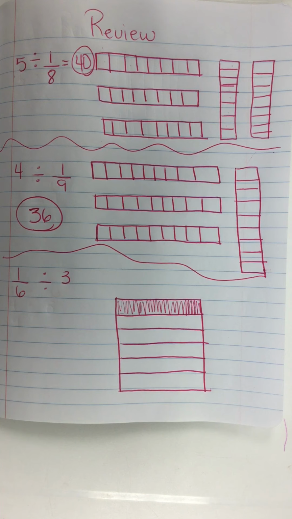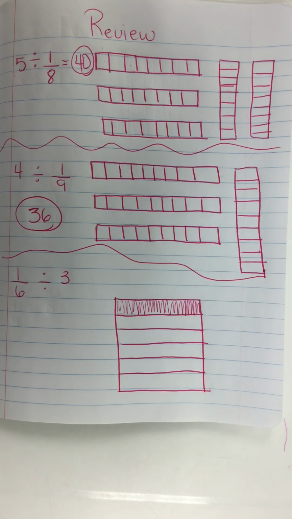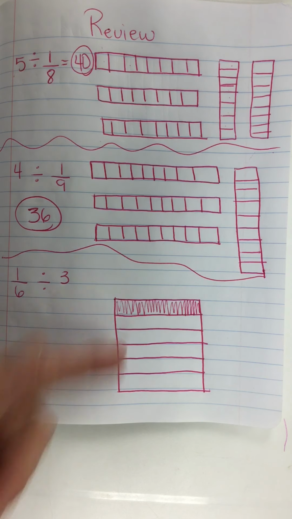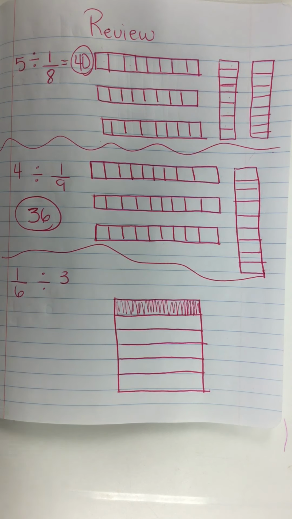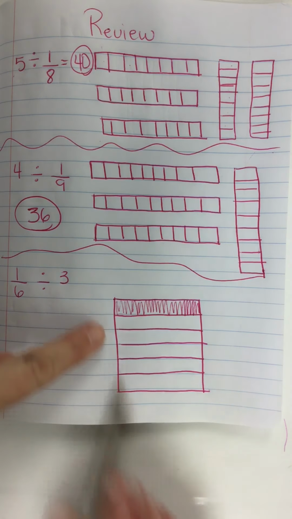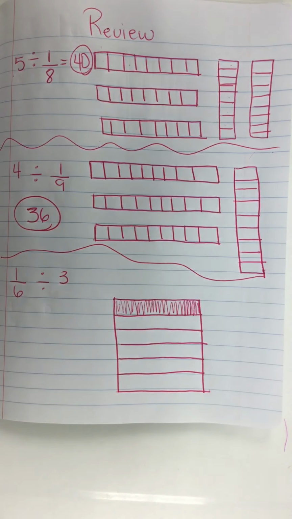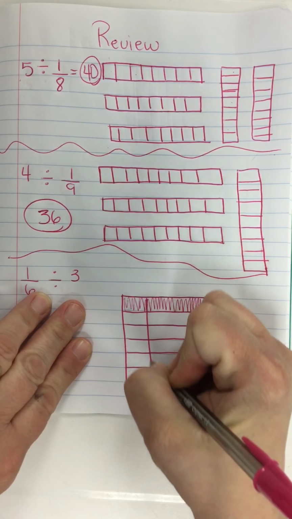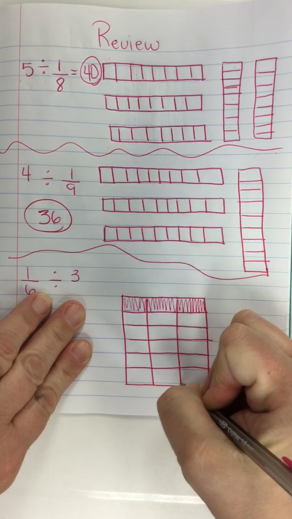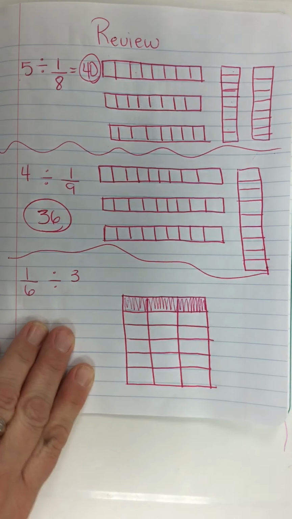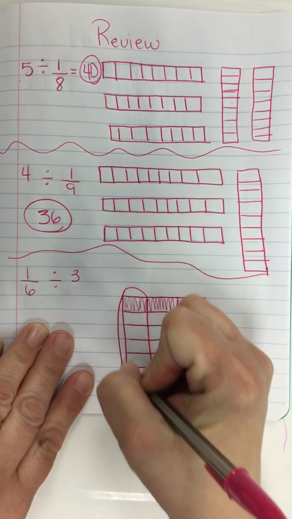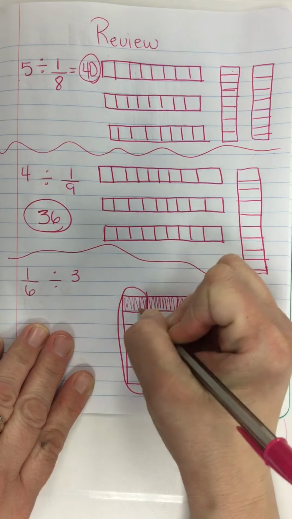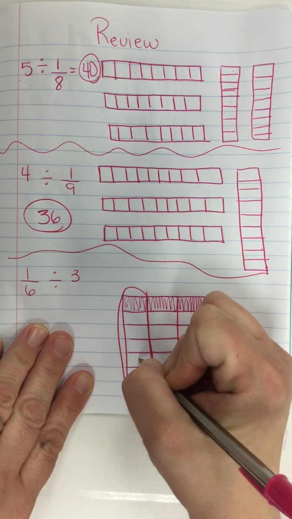And I'm dividing it by 3 pieces. How much would each person get? So if I took 1/6, let's say 1/6 of a pan of brownies is left. So this is all the brownies I have left. And I need to split it for 3 people. 1, 2, 3 groups. So here is 1/6. 1 shaded, 2, 3, 4, 5, 6.